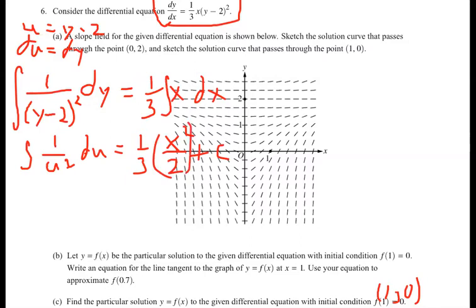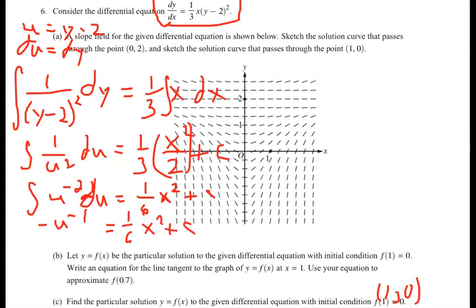So on the left side, I've got to bring that u up to the top because it's not just a regular u. If it's u to the first, we would have a natural log, but it's not. And then over here, I'm going to have 1/6 x squared plus c. And now I add 1 to -2, which is going to be u to the -1 over -1, which just brings the negative out front. And then I'm going to write that -1 over u, but I'm going to plug back in my y minus 2 over here.